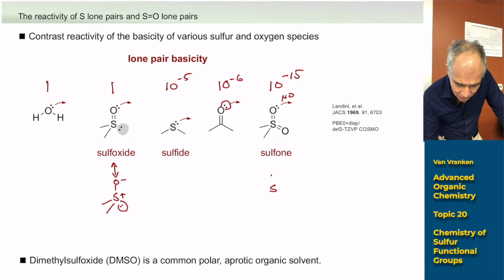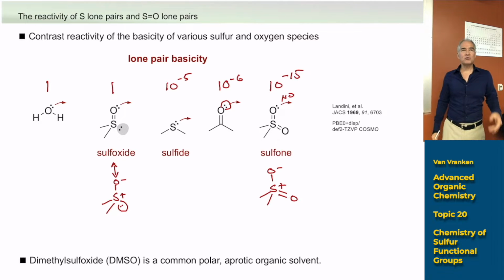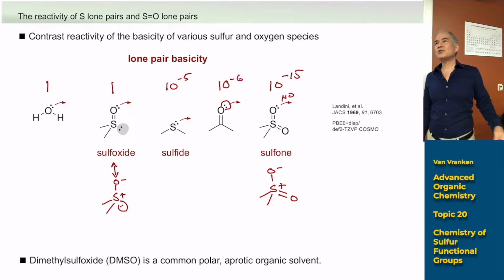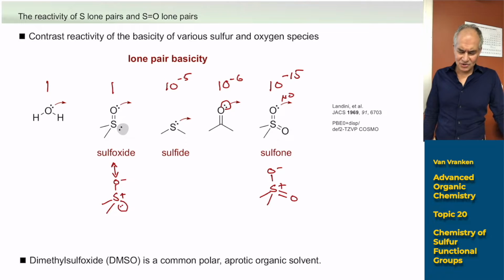Don't draw resonance structures that look like this, because it's not going to help you in any way to draw a resonance structure that looks like this. Sulfone groups are very polar, but that doesn't mean you should use the oxygens to try to do anything, and it certainly doesn't mean you should attack the sulfur atom with anything.